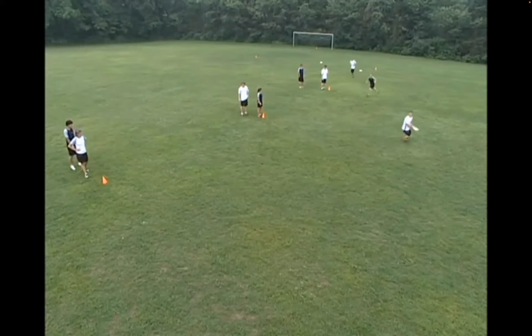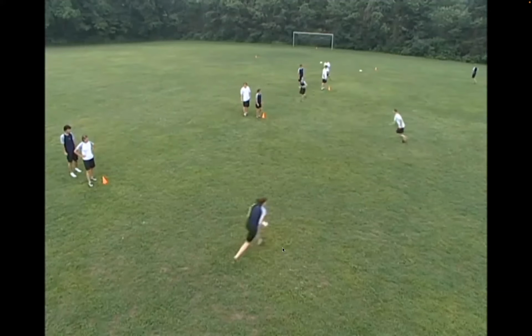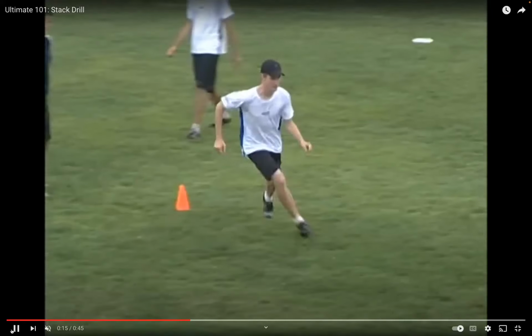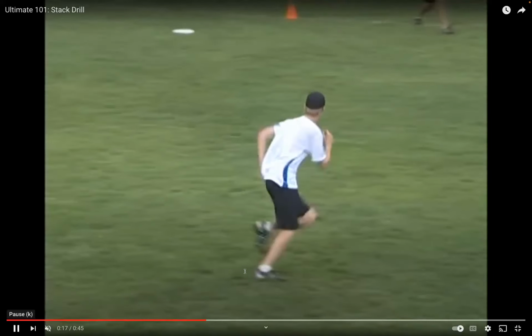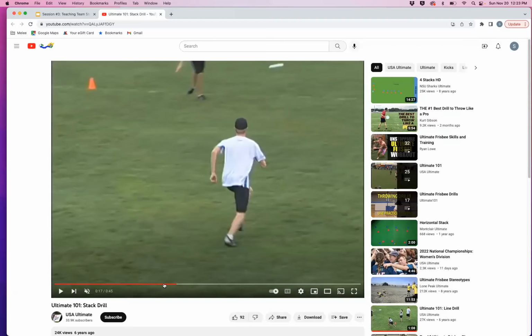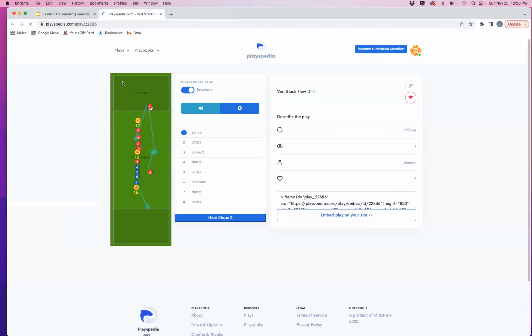And these are good to do before you even teach your full strategy, before you even teach a full vert stack. Just getting the players comfortable with these shapes is really good to do. This is another variation of that flow drill you can do. This is more of a continuous cutting concept.